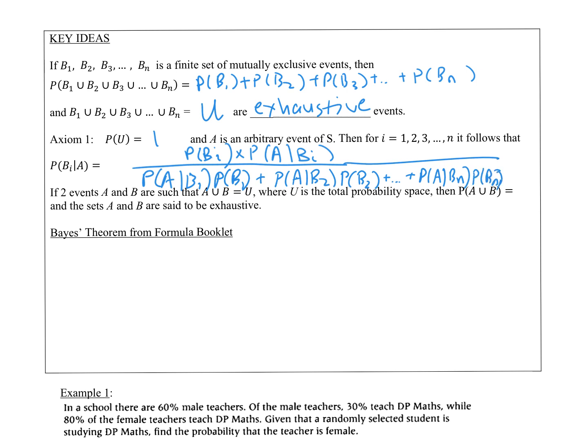If two events A and B are such that A union B equals U, where U is the total probability space, then probability of A union B will be equal to 1, and the sets A and B are said to be exhaustive.